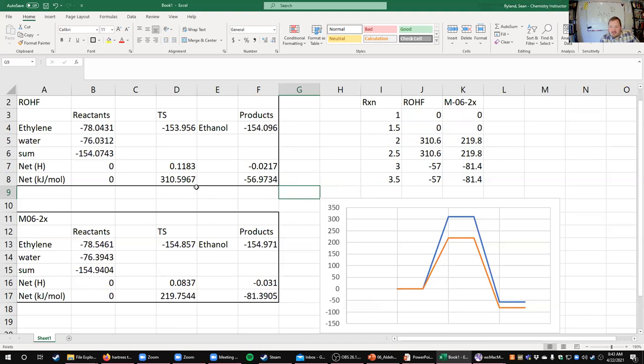And if you get a number that's tens of thousands of kilojoules per mole for your transition state energy, or even anything over 500 kilojoules per mole, you probably don't have the right geometry. You probably want to double check that. So for your reasonableness check, your numbers might look a little bit different, but they're going to be about like this. Okay.